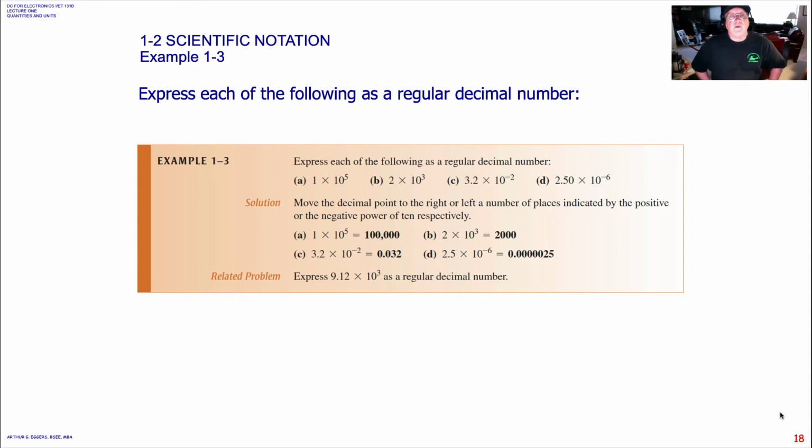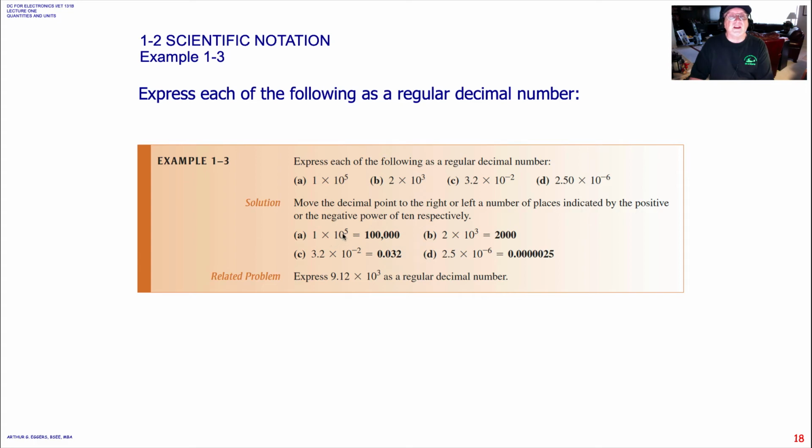Okay, in the next set, we're looking at a product here of values times an exponential. So 1 times 10 to the 5th, 2 times 10 cubed, 3.2 times 10 to the minus 2, 2.50 times 10 to the minus 6. And keep in mind later, as we start doing accuracies and significant digits, that 0 has meaning, so you have to keep track of it. So we move the decimal point to the right or left the number of places.